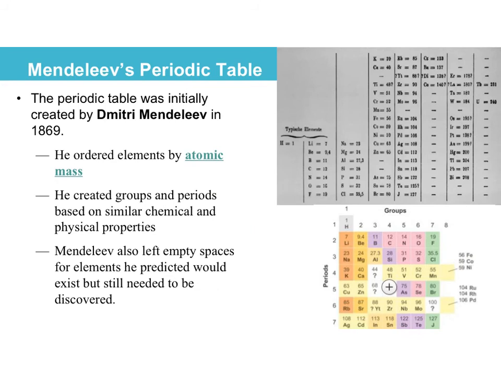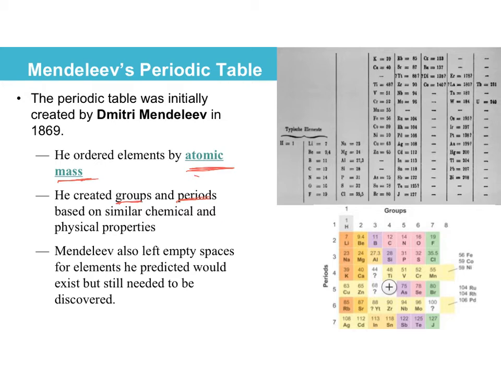Looking at Mendeleev's periodic table in a little bit more detail, some things that he is coined for is using atomic mass to order his table. Our current table uses something slightly different. And he's also the first person to create groups and periods based on the similar chemical and physical properties of the elements.